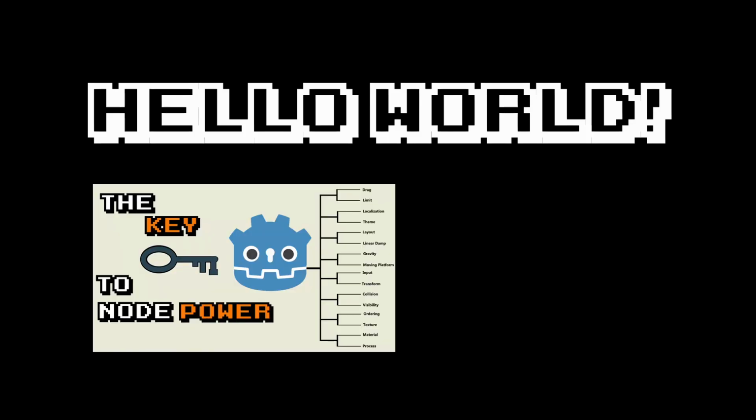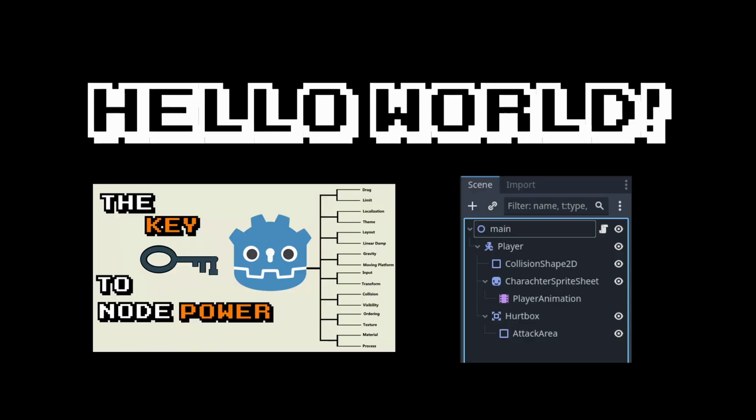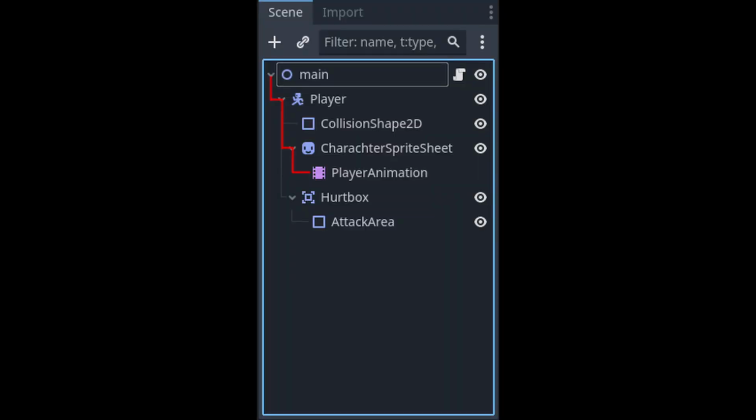Hello world! In the last video we talked about changing properties on nodes, but we can only effectively change a node's property if we know how to call the node. Node paths can be complicated to understand in the beginning, but I will break them down in simple terms for you and we will look at them step by step.